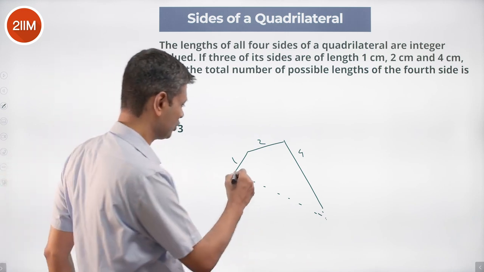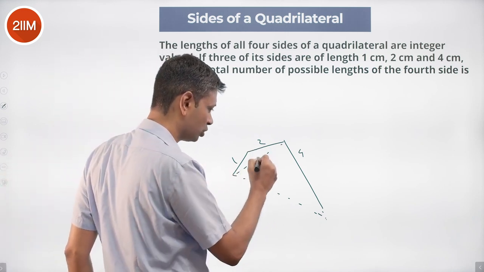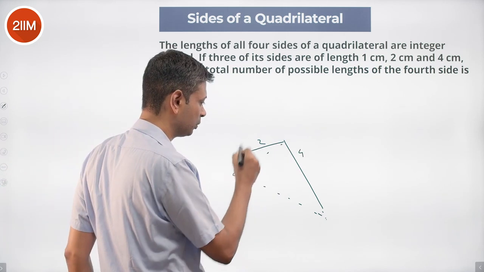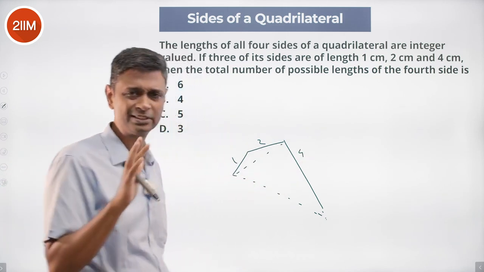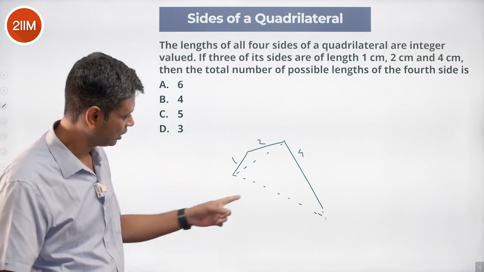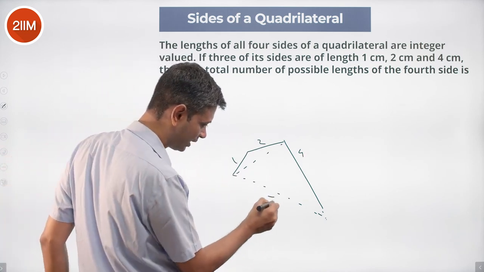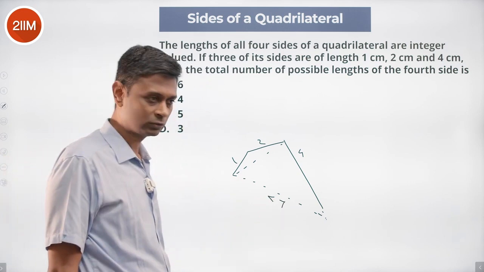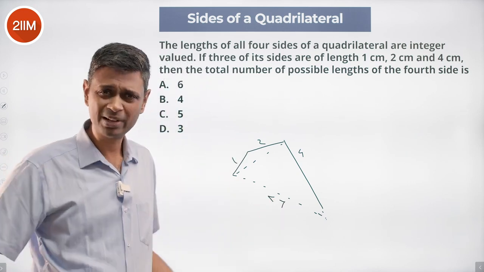Why? If I join this, these two are more than this, plus this is more than this, plus this, therefore this is more than this. It's just the sum of 2 sides of a triangle being greater than the 3rd, extrapolated. And so this fellow should be less than 7. 1 plus 2 plus 4 is 7. The fellow should be less than 7.